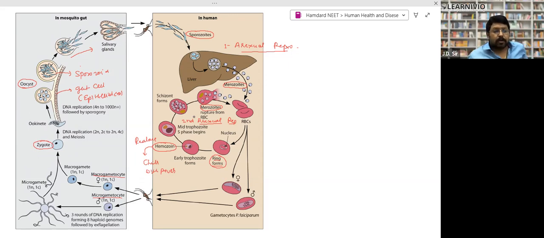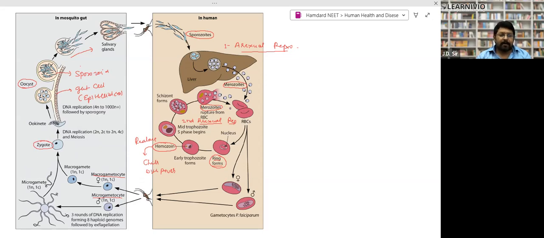Look, now what happened? The ring formation takes place. Now inside the RBC, it develops and enlarges, and hemozoin is released. Then it develops again. After the development, the second asexual reproduction takes place, and it forms a number of small cells. Now these cells are called merozoites. Again the RBC ruptures and they spread in this way.